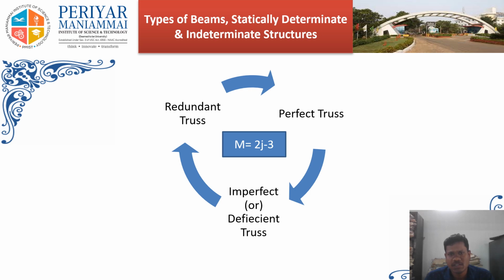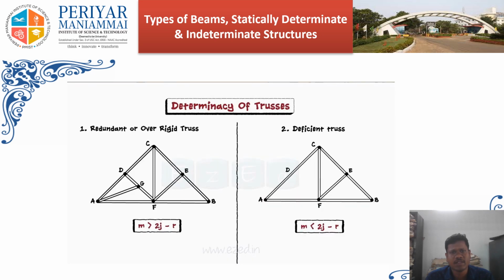If this equation is satisfied, then it is a perfect truss and it is statically determinate and stable. If the number of members is less than the actual required members, then it is an imperfect or deficient truss. If the number of members is greater than the required members, then it is called a redundant truss. So these are the examples. We can see the diagram. Here in the redundant truss, the number of members is greater than the required members. In the deficient truss, the number of members is less than the required members.